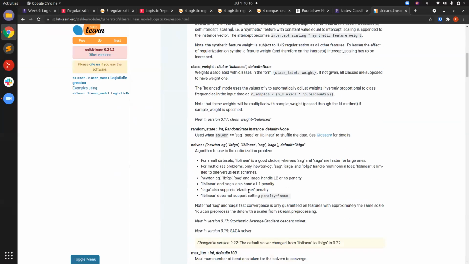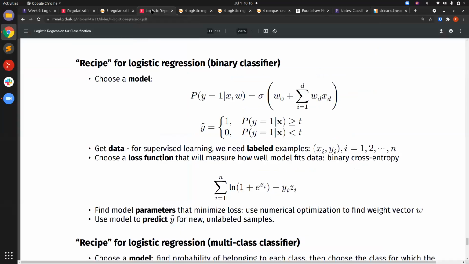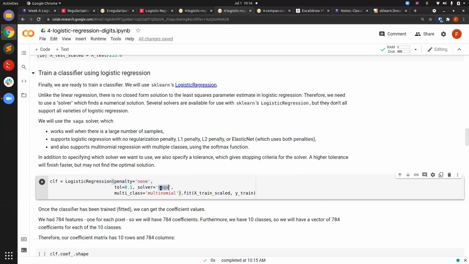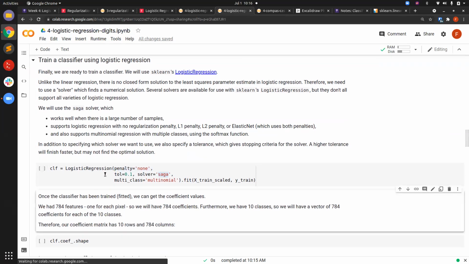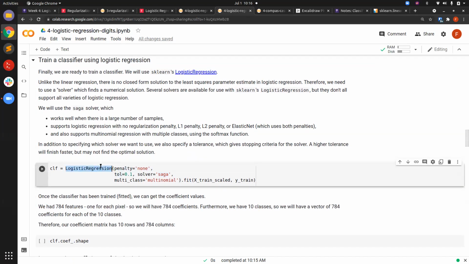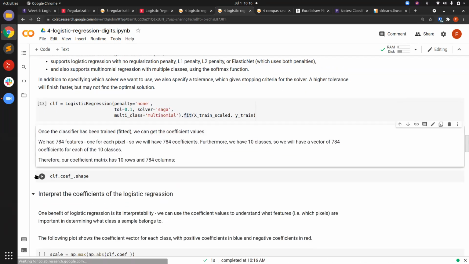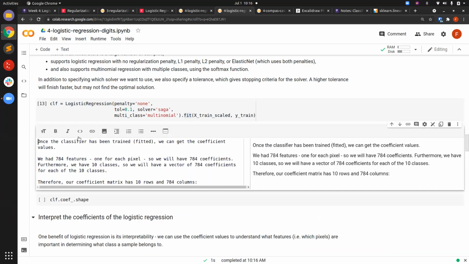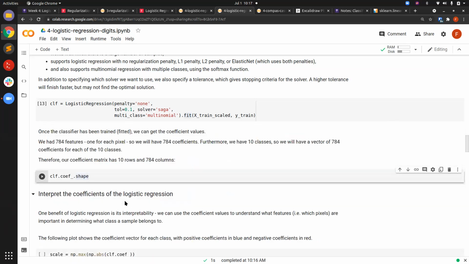So different solvers support different features. Some of them handle different regularization penalties, and different solvers either are or are not capable of multinomial classification using the softmax function. So we're using this one, which does support the softmax function. And just as before, I can create a logistic regression instance and fit my data to it. And my data have 784 features and 10 classes.